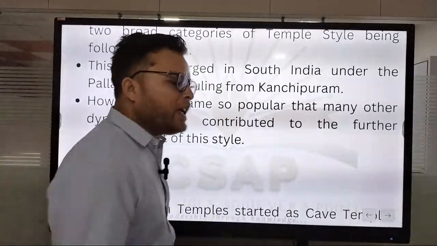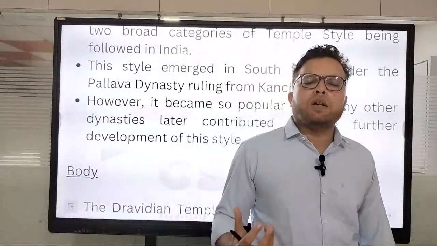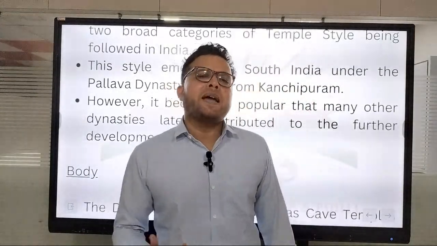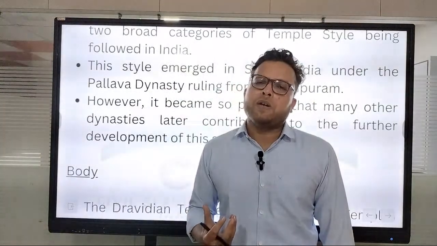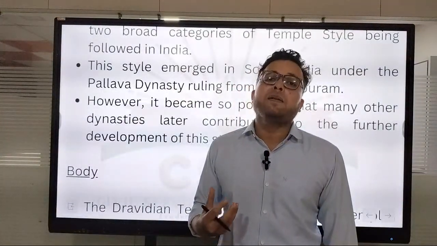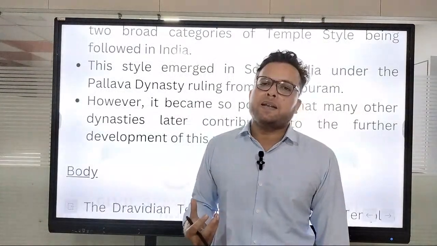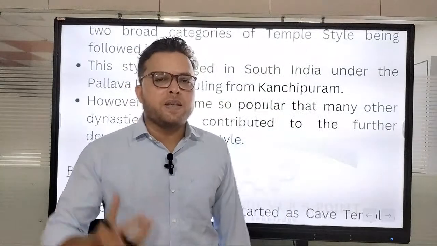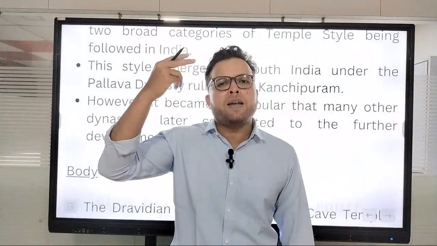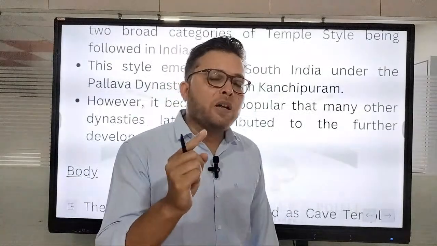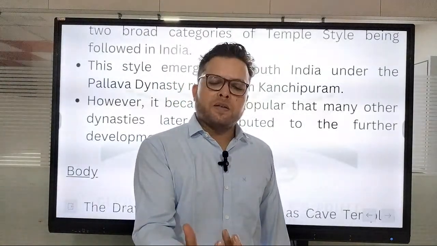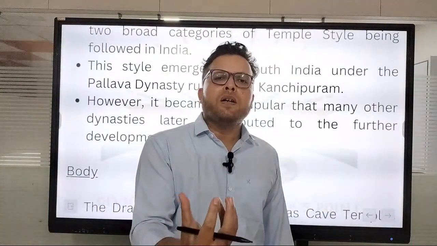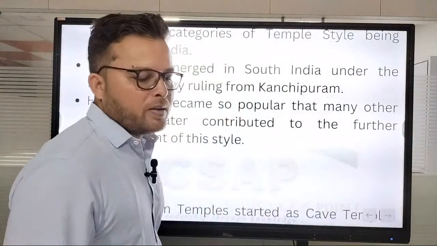Now see, who were the originators of Dravida school of temple architecture? The Pallava dynasty. The Pallava dynasty, which came to power in around 550 CE, were whose contemporaries? They were the contemporaries of the Chalukyan dynasty. The Pallavas came to power around 550 CE and remained in power till around 900 CE. They were the originators of South Indian temple architecture, which is also known as the Dravidian style of temple architecture.